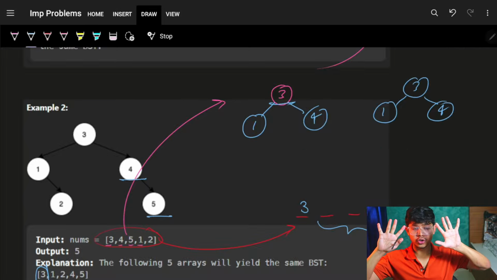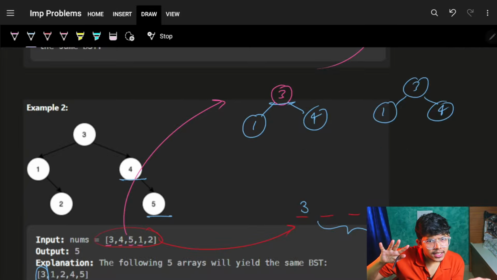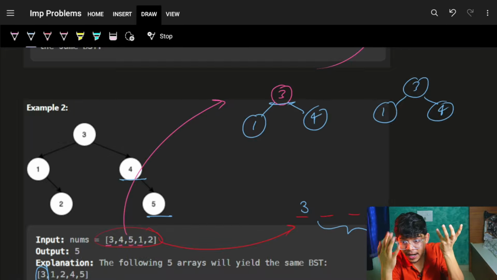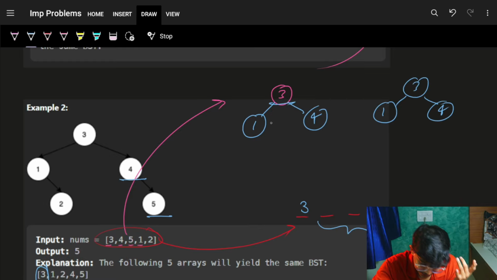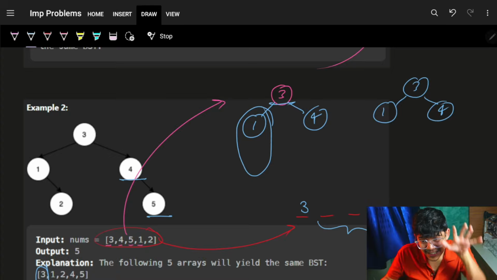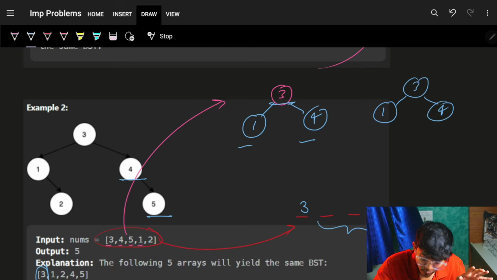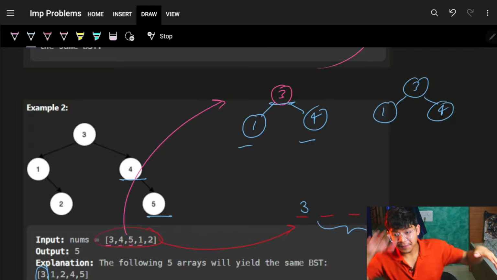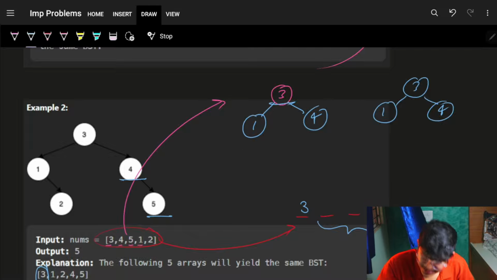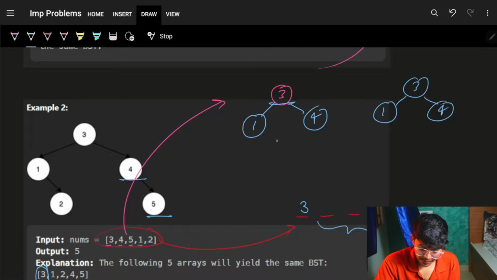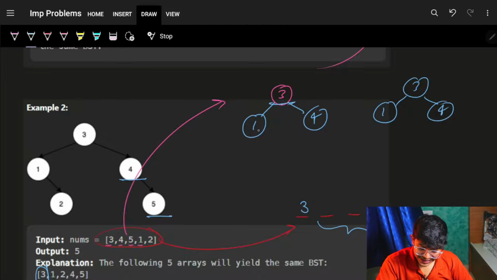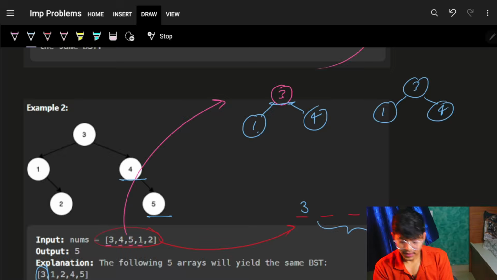So one thing for sure: the left part can come first, or the right part can come first. But if the left is coming, it needs to be ordered, and if the right is coming, it needs to be ordered. These both are independent because they are left and right. So I can easily say that, after 3, either 1 can come or 4 can come.